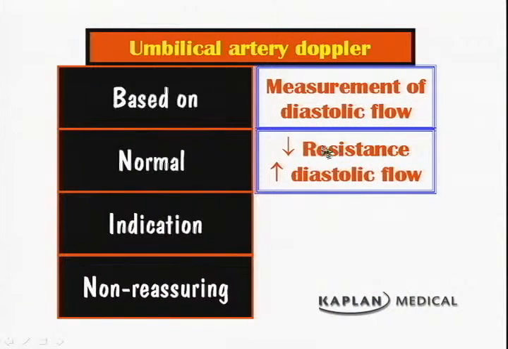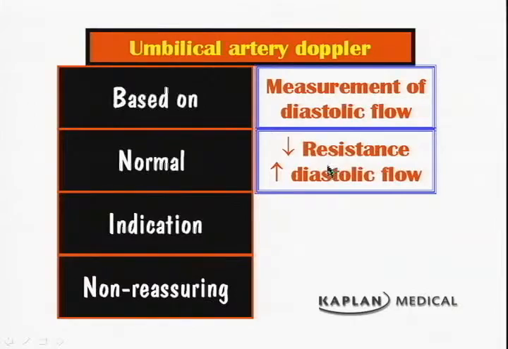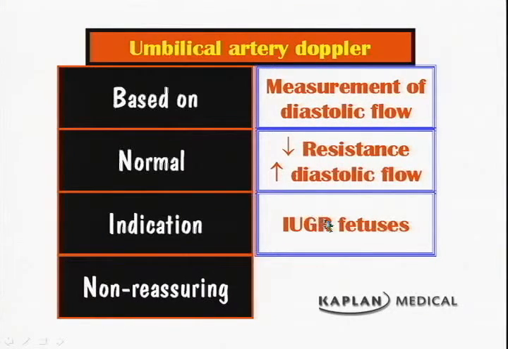Normally in utero, there is decreased resistance, which means there is increased diastolic flow. And as the pregnancy goes on, the diastolic flow should get more and more. If we've got a problem and there is vasoconstriction, the diastolic flow decreases. The only clinical situation in which umbilical artery Doppler is found to be helpful is with intrauterine growth restriction fetuses. And so it is used only there.